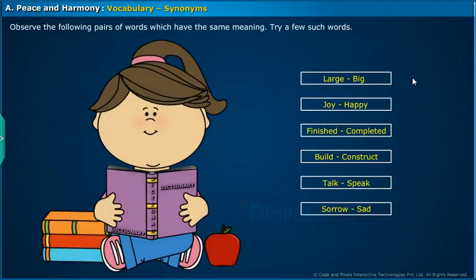Now, take up the following activity yourself. Observe the following pairs of words which have the same meaning. Try a few such words.